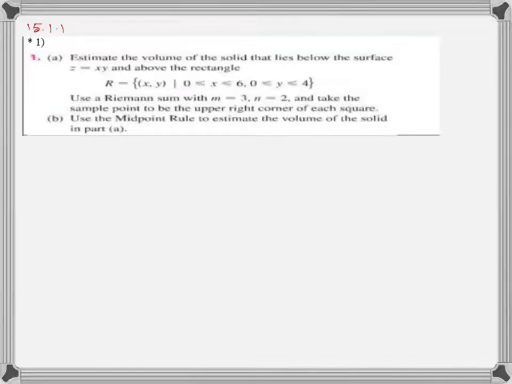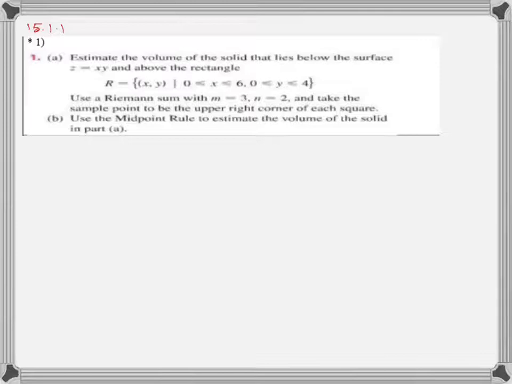Hi, in this video, I will be showing you problem number 1 of chapter 15, section 1. Estimate the volume of the solid that lies below the surface z equal to xy and above the rectangle R, which consists of all the points x, y, 0 less than or equal to x less than or equal to 6, and 0 less than or equal to y less than or equal to 4.